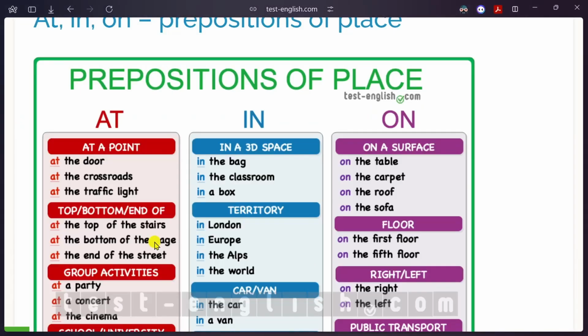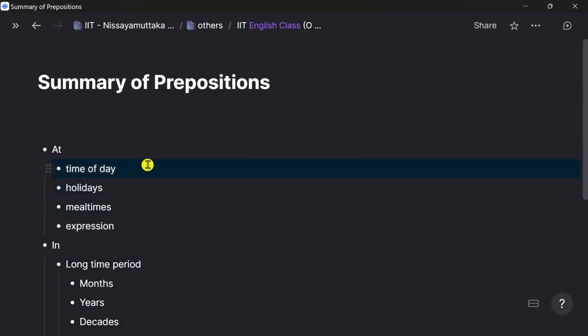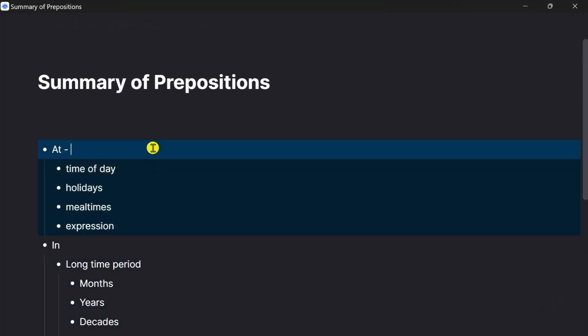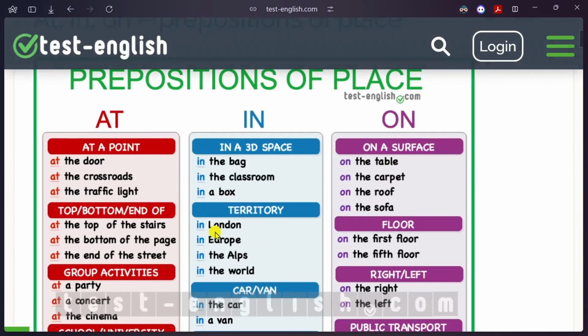So now we're going to add more. At a certain point. At is something a little bit more specific, you see? It's not any day. It's a special day. It's not any time period. It's at that time, you see? So at is more specific things. So at a certain point, at the door. He's waiting at the door. At the crossroads, you know?